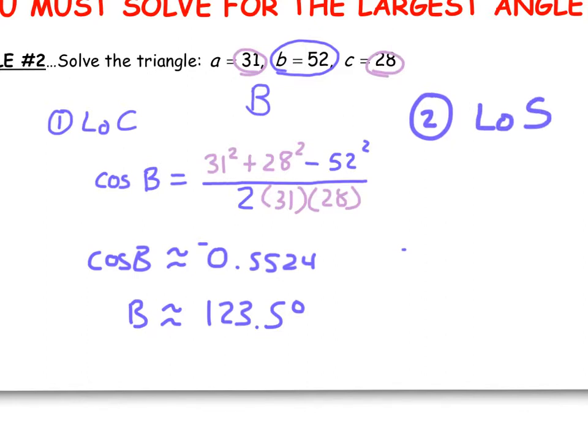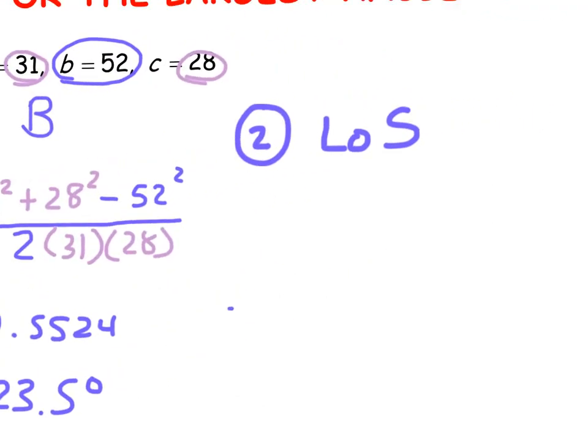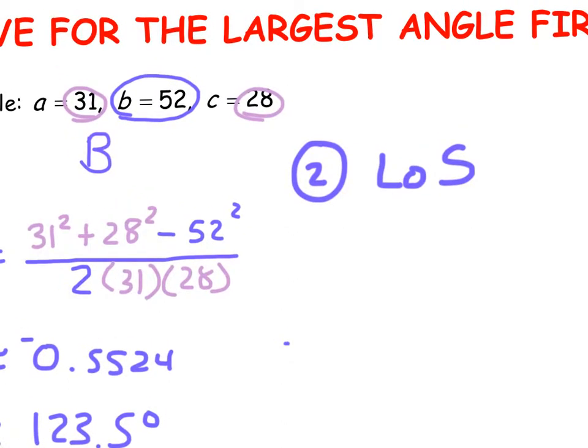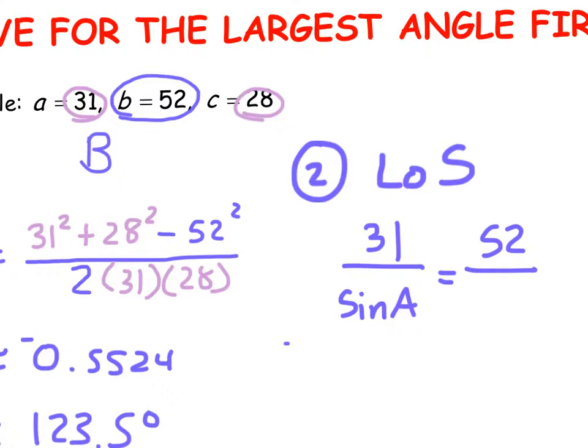Using the one angle we have here and the pair of sides up here. So if this is my B, then let's use B, 52, and then it doesn't matter which one I'm going to find, A or C, from there. So setting it up, let's go ahead and start with A. So 31 over the sine of A is equal to, and now let's do B, 52, and the sine of what I just found, 123.5 degrees.